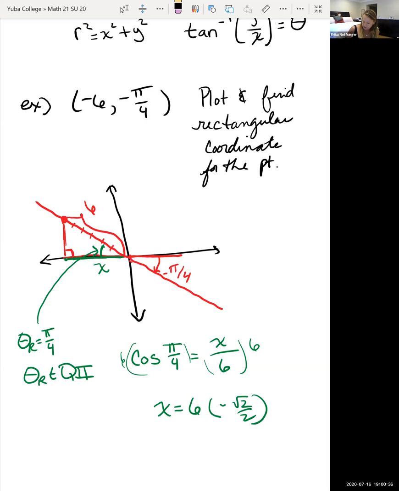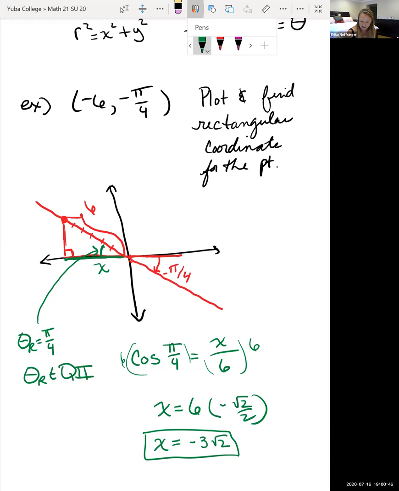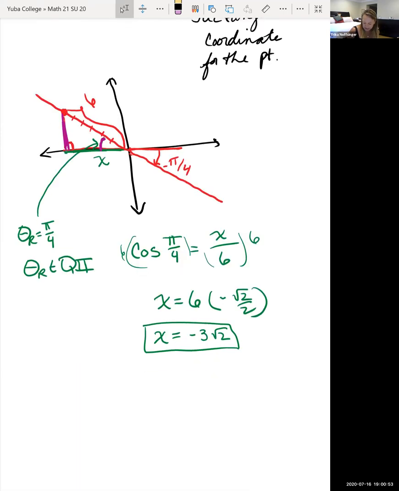So x is equal to 2 goes into 6 3 times, so we got -3√2. To figure out what the y value is, I just look at my angle. I know I'm in the second quadrant, sine is positive. So I know that sine of my reference angle pi fourth is equal to the opposite, let's just call it y, because that's the length of y, all over hypotenuse of 6. So y is equal to 6 times sine pi fourth in the second quadrant.